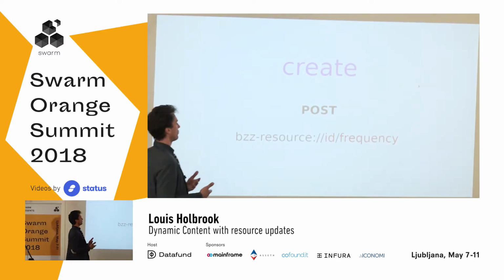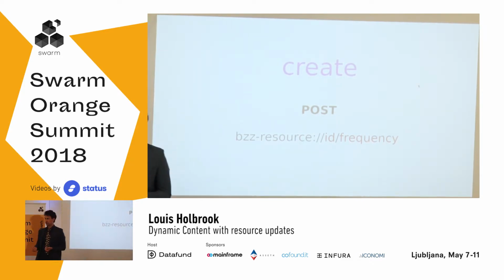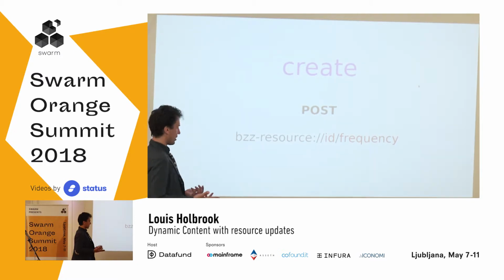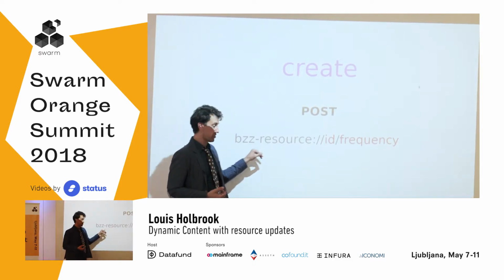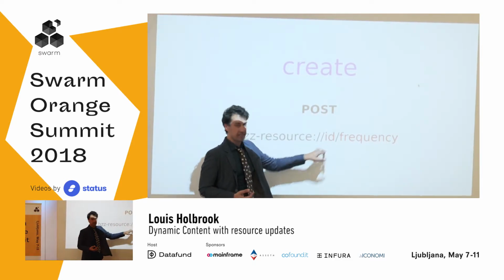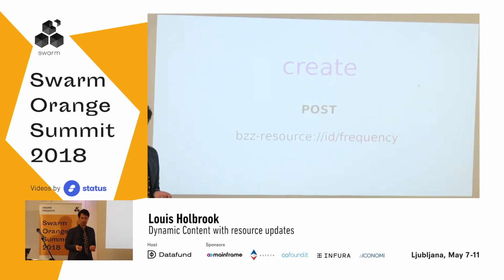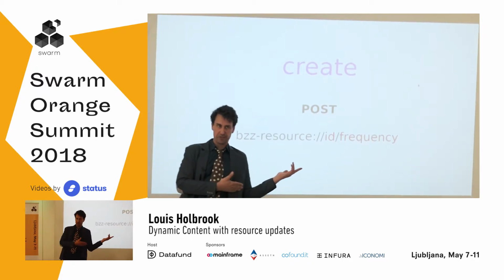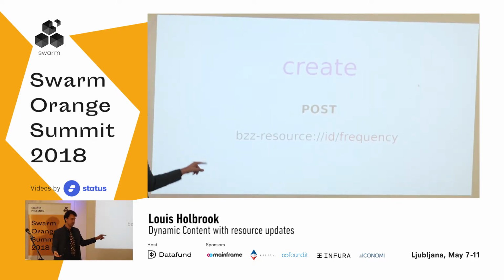So, a short overview of how the API works. To create a mutable resource, currently only an HTTP API is active. To create a mutable resource, we have a special scheme called BZZ resource. The ID would be your ENS name that you want to latch this mutable resource onto. And the frequency would be the pulse of the update. As we saw before, you start on block so-and-so, and every 4 or whatever, that's the frequency.